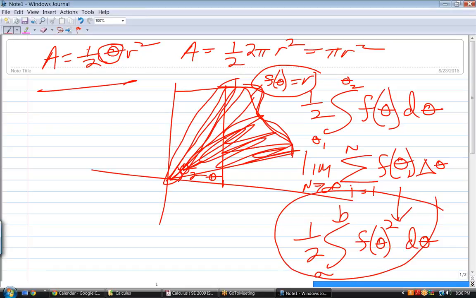We're summing up all of these sectors. That's what this does. Delta theta is the width of each sector, so to speak. Well, delta theta is the difference between alpha and beta. And we're summing up r squared times delta theta, which becomes this.